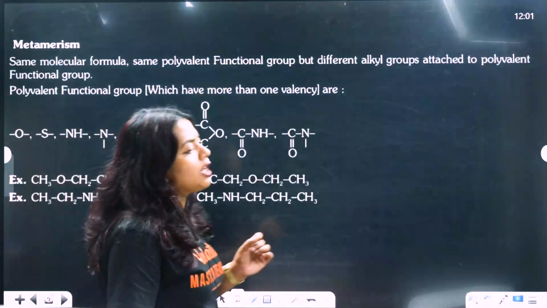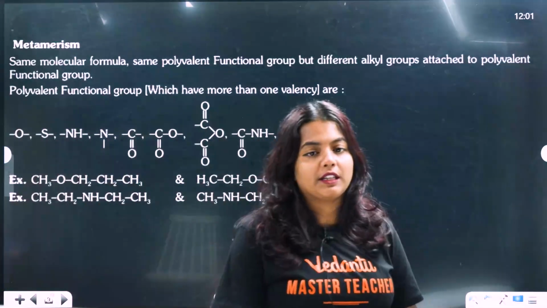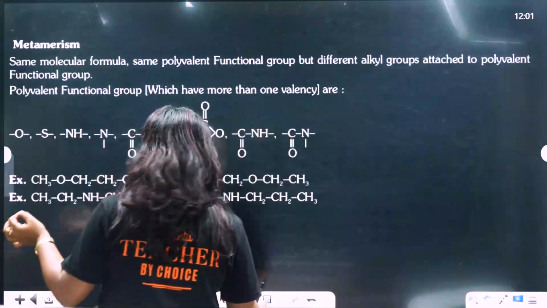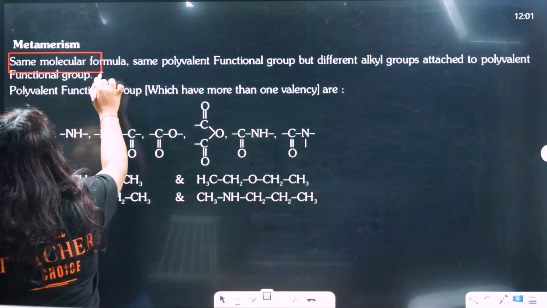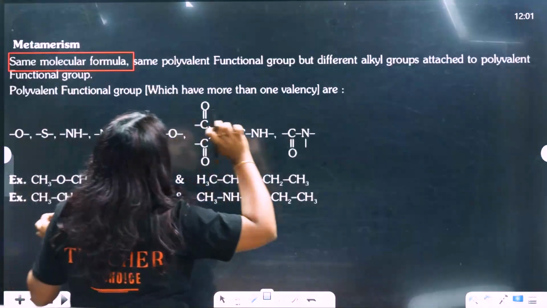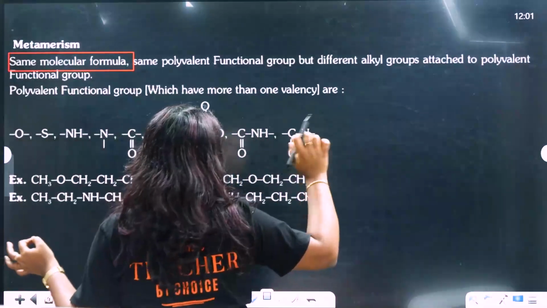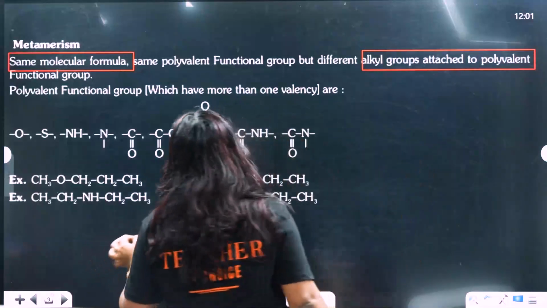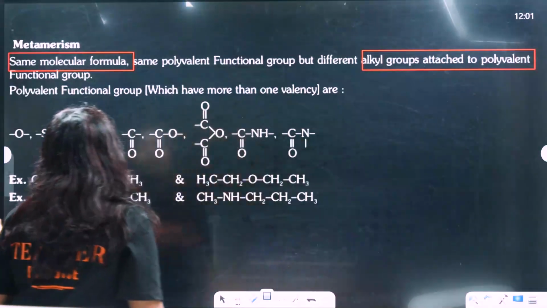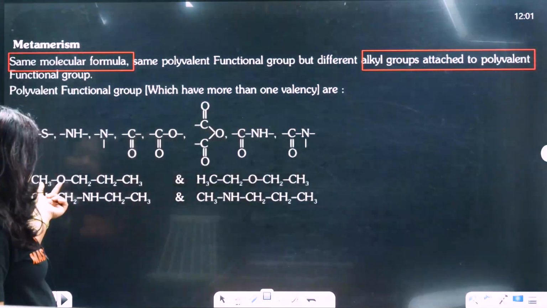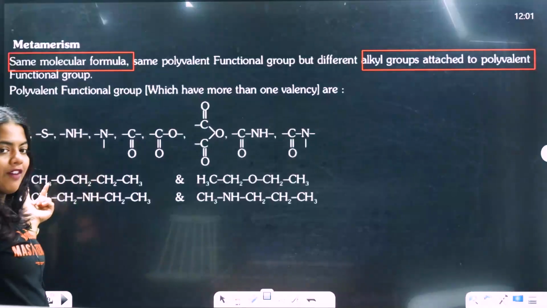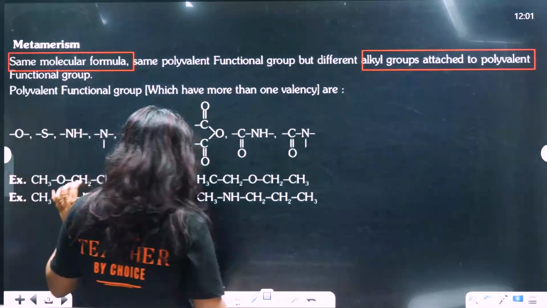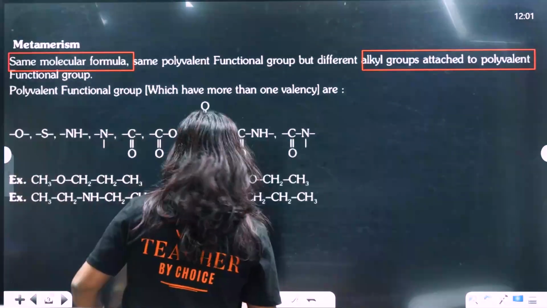Now you have another type of isomerism, which is called metamerism. Metamerism: they have the same molecular formula, and their functional group will also be the same, but a different alkyl group is attached. This applies to polyvalent functional groups, which have more than one valency. So you can see here, children, the first one.